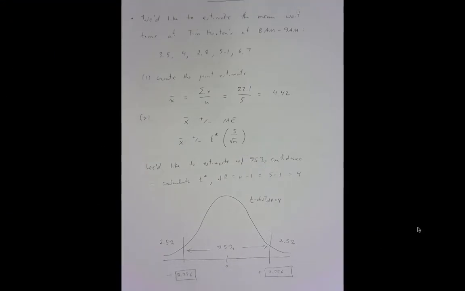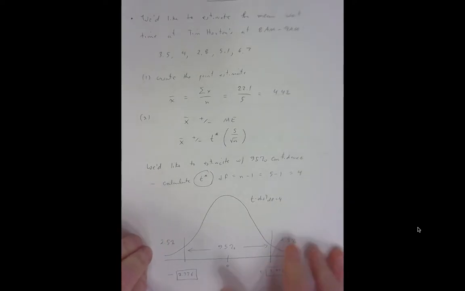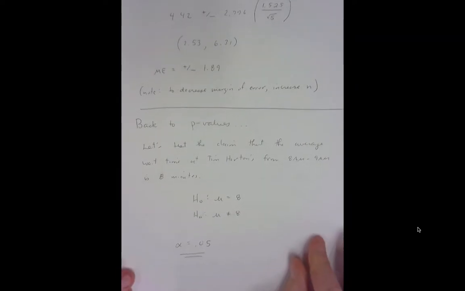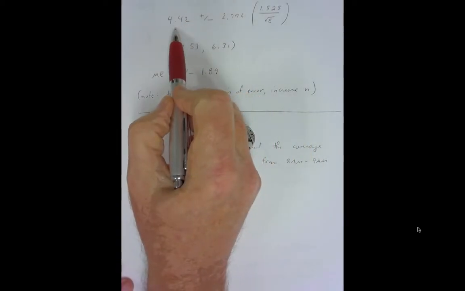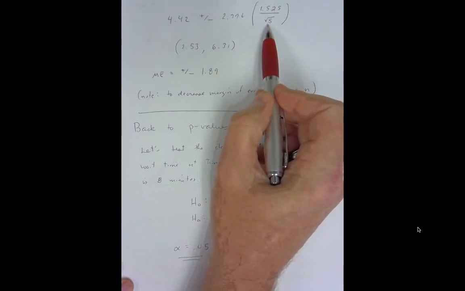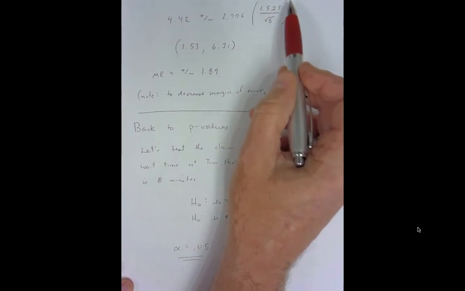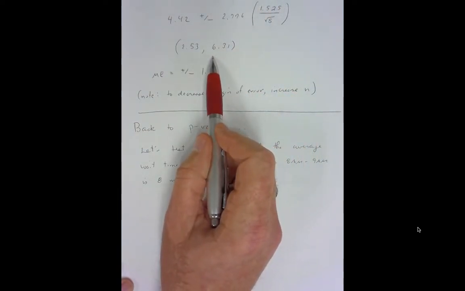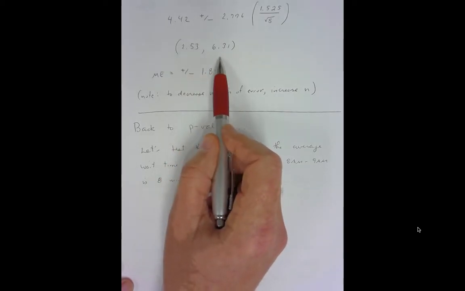So guys, hopefully that makes sense why negative 2.776 and positive 2.776 are our T criticals for this problem. Next thing, plug and chug. Insert the mean, insert the T critical, standard deviation divided by the square root of n to make the standard error. And guys, we get the 95% confidence interval to be 2.53 to 6.31.